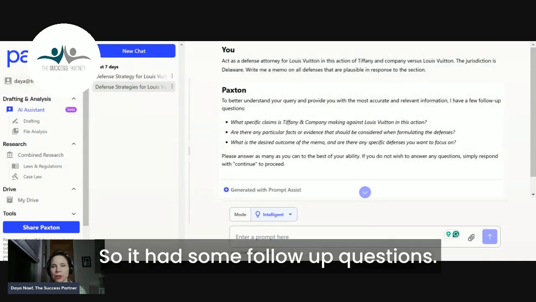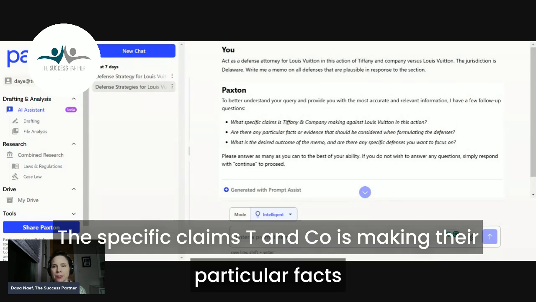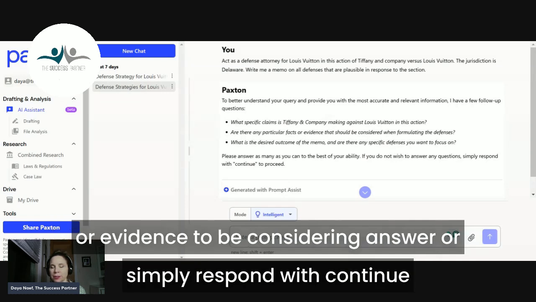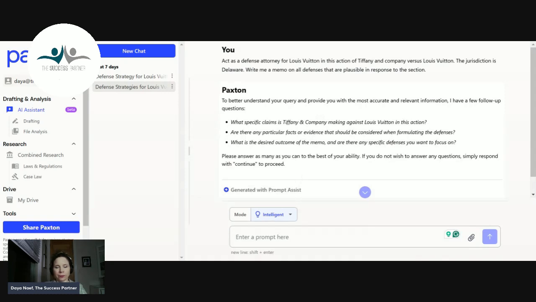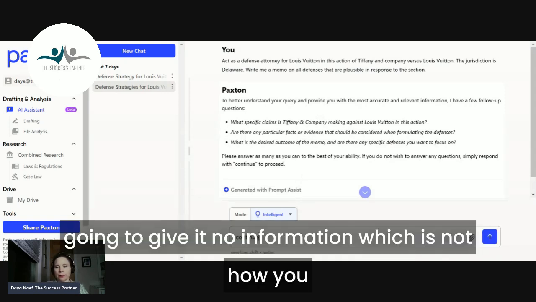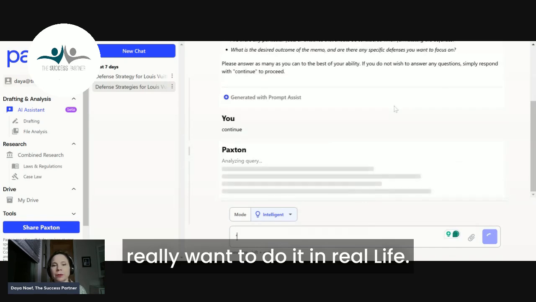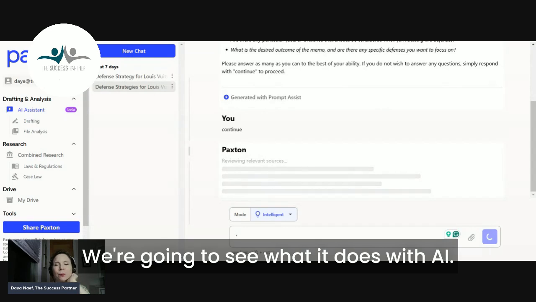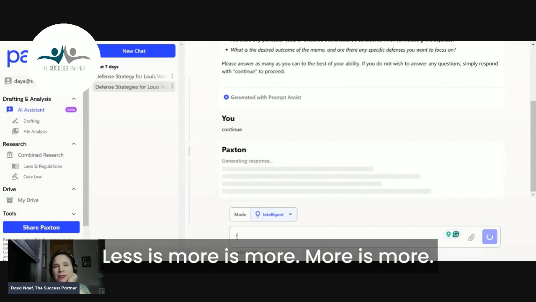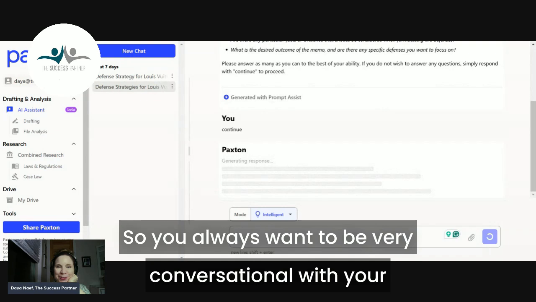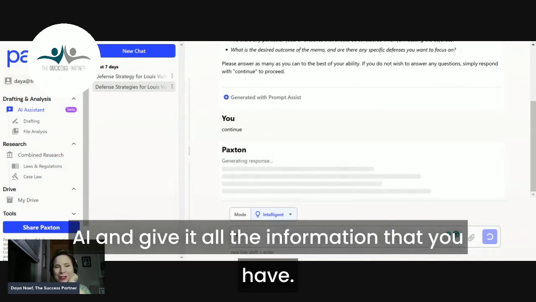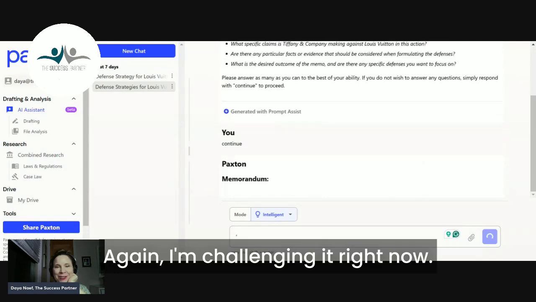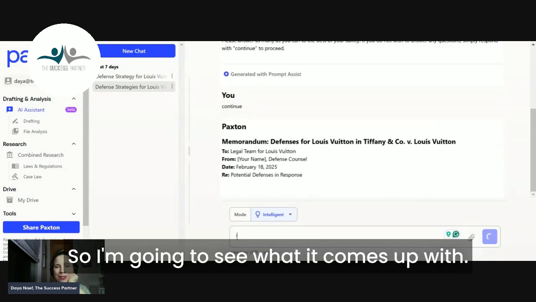Okay, so it had some follow-up questions. The specific claims T & Co. is making, their particular facts or evidence to be considering, answer, or simply respond with continue. I'm going to give it no information, which is not how you really want to do it in real life. But we're going to see what it does. With AI, more is more. So you always want to be very conversational with your AI and give it all the information that you have. Again, I'm challenging it right now, so going to see what it comes up with.